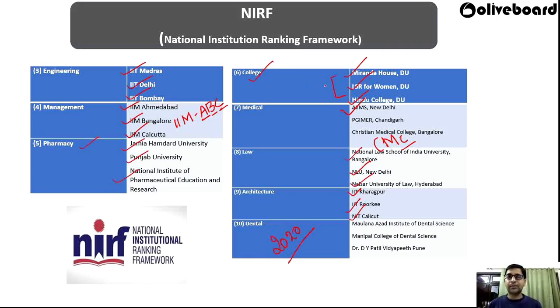Under the colleges, Miranda House, Delhi University is on the top. Under the medical category, AIIMS, New Delhi is on the top. Under the law category, National Law School of India University, Bangalore is on the top. And under architecture, IIT Kharagpur is on the top. And under the dental category, Maulana Azad Institute of Dental Sciences is on the top. So this is all about the National Institutional Ranking Framework, that is NIRF.